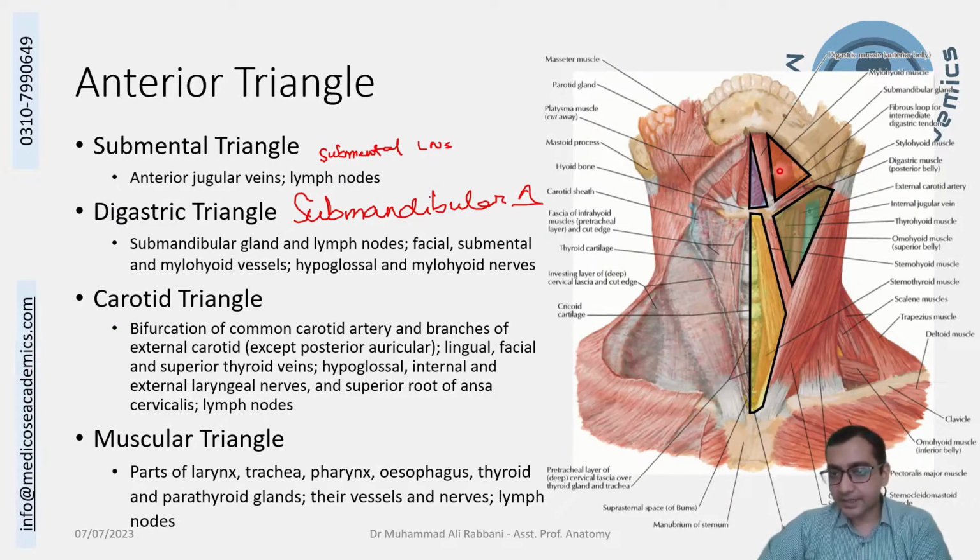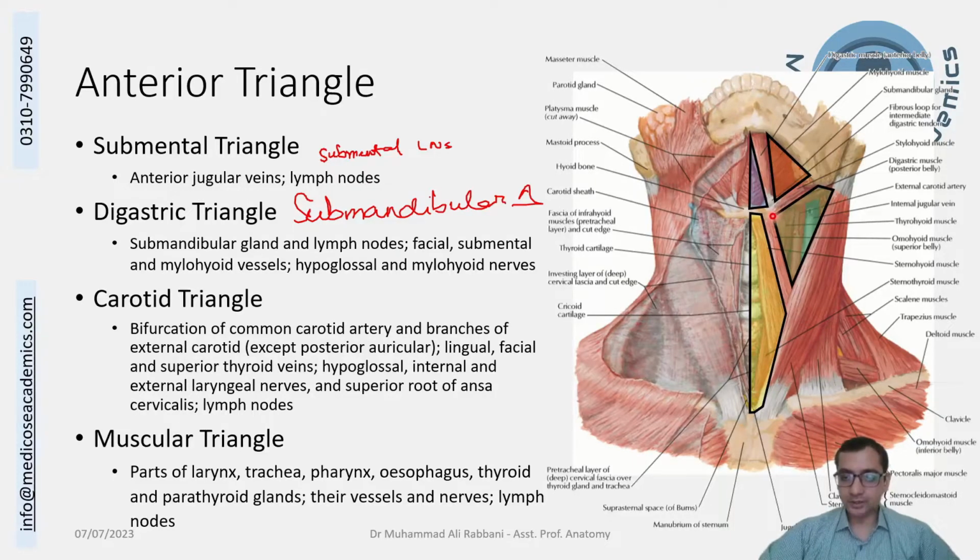Then you can see in the floor there is the mylohyoid muscle. So the nerve to mylohyoid and the mylohyoid vessels that supply this move through here. And for a little part, the hypoglossal nerve comes in this aspect also. We will discuss this when we discuss the tongue.